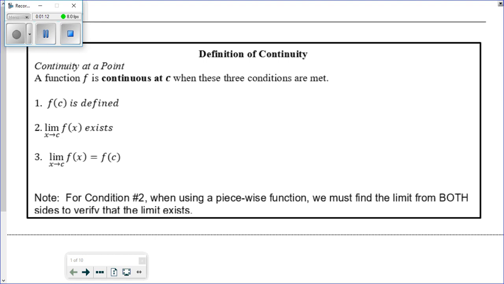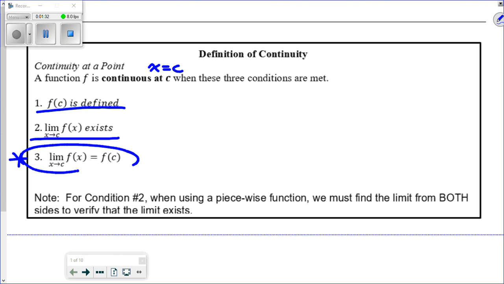So function f is continuous at c, meaning x equals c, when these three conditions are met. f of c is defined. The limit as x approaches c of f of x exists. And most importantly, they equal each other. So the limit as x approaches c of f of x equals f of c.